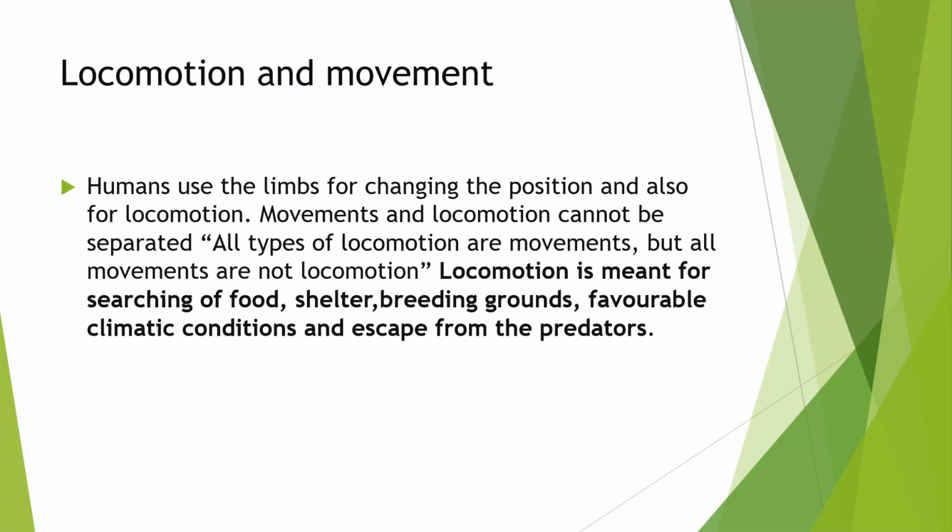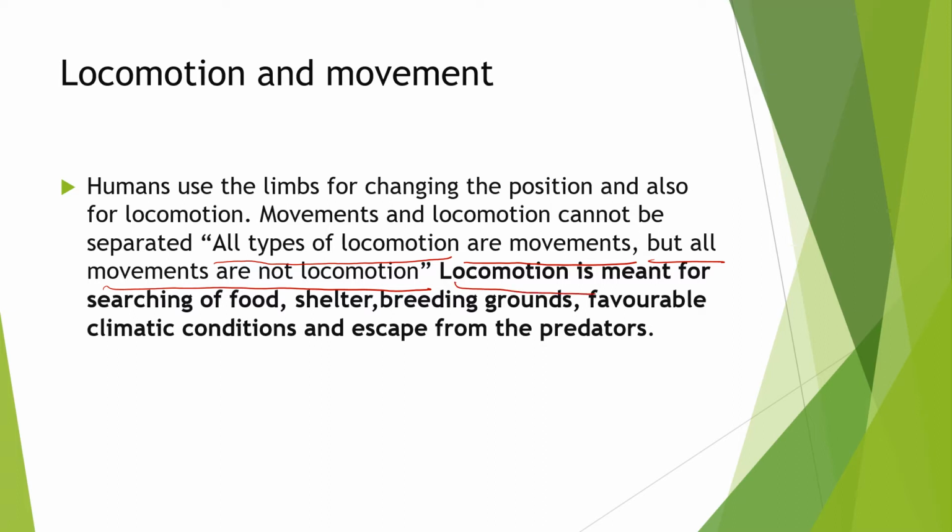Now in this topic we are first going to discuss what locomotion and movement are. We humans are always using our limbs for changing our position. To move from one place to another, we need to use our limbs. So movement and locomotion cannot be separated. We can say that all types of locomotion are movements, but all types of movements are not locomotion. Why? Because a tree, for example, moves its leaves, but it is not locomotion. When we move our hands, we are moving our limbs, but we are not changing our position. It is only movement of our body parts, but it is not locomotion.